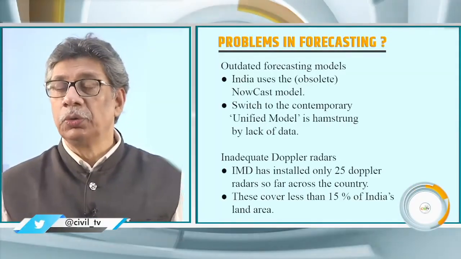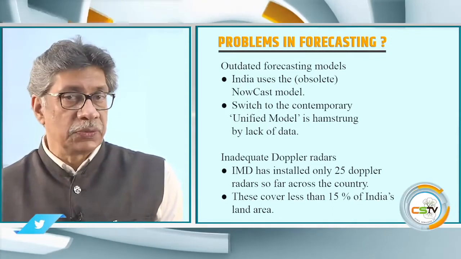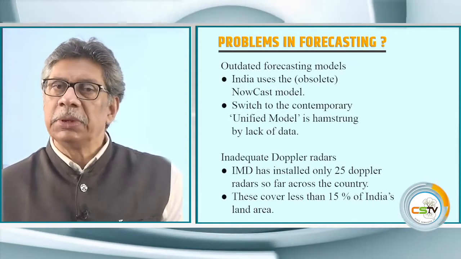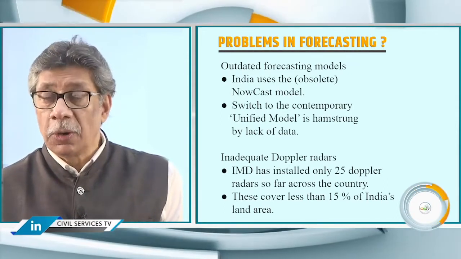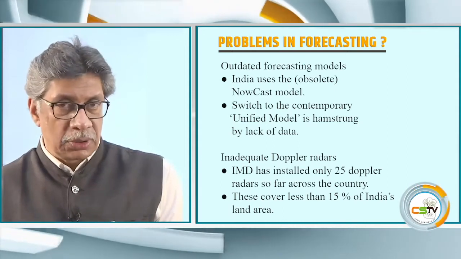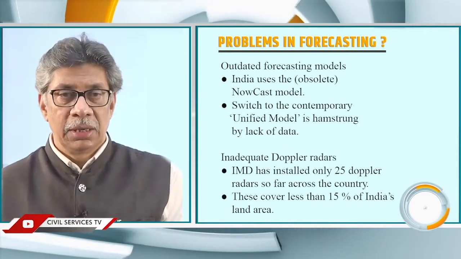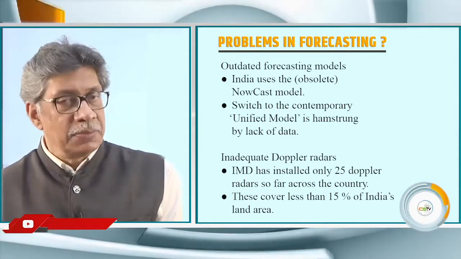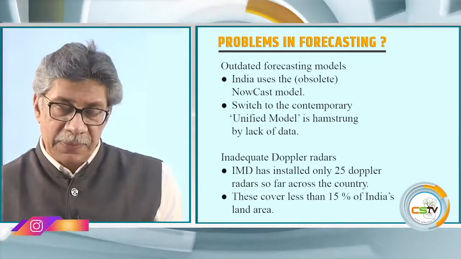Thunderstorms are not too difficult to predict, but there are some obvious problems associated with the forecasting. One of them is that we have an outdated forecasting model. India uses an outdated, obsolete nowcast model. Now that requires a switch to a contemporary unified model that is hamstrung by some lack of data. We don't have so much data.